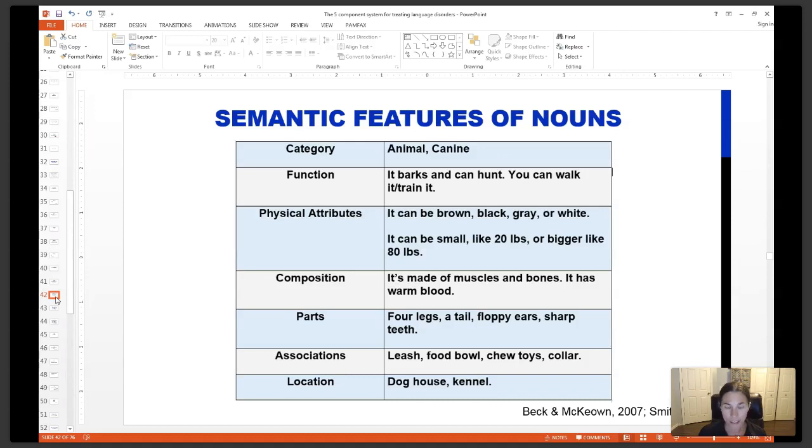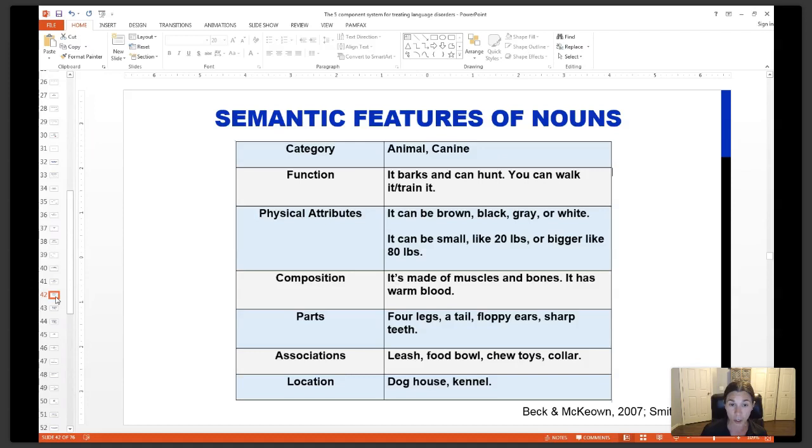It's a kind of animal or a canine. It barks and can hunt. You can walk it and train it. It can be brown, black, gray, or white. It can be small, like 20 pounds, or it can be even bigger, like 80 pounds or even more. It's made of muscles and bones. It has warm blood. It has 4 legs, a tail, floppy ears, sharp teeth. You can use a leash, a food bowl, or chew toys and collar, and you can find it in a doghouse or a kennel. And yes, it's a dog.